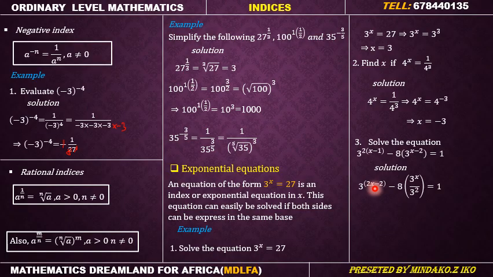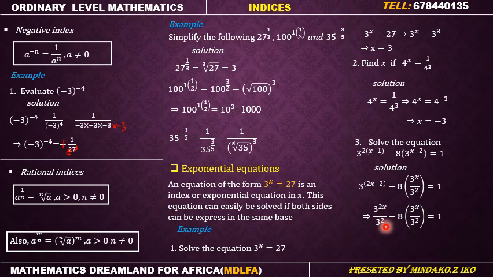Now the minus sign is just like this case here. So it means it will be 3 power 2x divided by 3 power 2, like this other case here. So at the end of the day, we are going to have 3 power 2x divided by 3 power 2, minus 8 multiplied by 3 power x divided by 3 power 2, which is equal to 1. So all this is equal to 1.